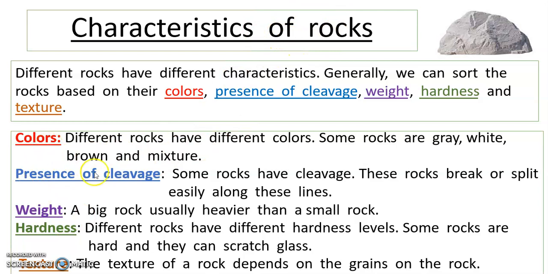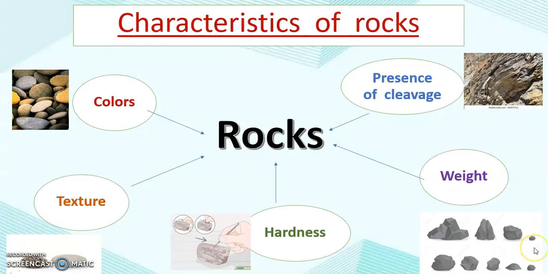Again, number 1, colors. Number 2, presence of cleavage. Number 3 is weight. Number 4, hardness. And number 5, texture. So these are the characteristics of rocks. Number 1, colors. They have different colors. They have color white, color brown, color gray, and a mixture of colors.